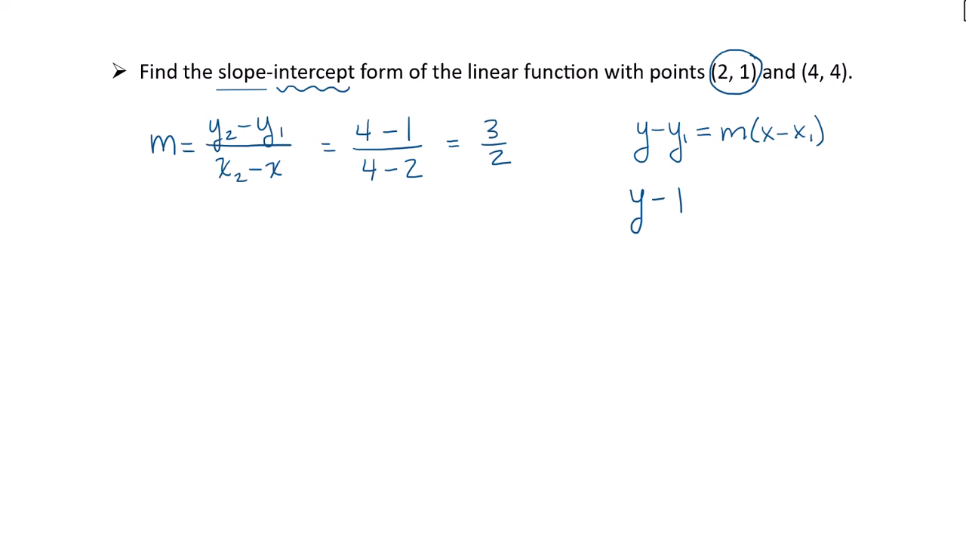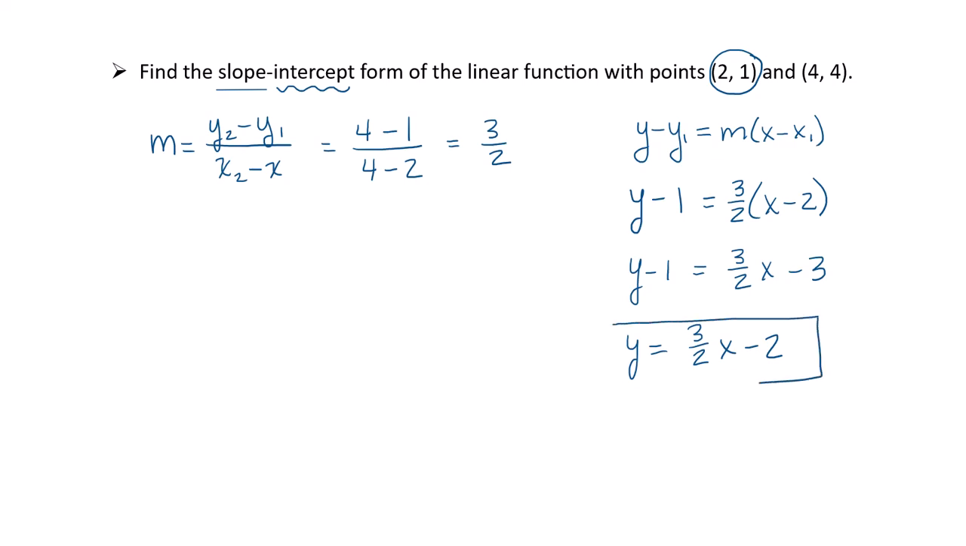So y minus 1 equals 3/2 times x minus 2, and I'll go ahead and multiply through, distribute that 3/2. So y is 3/2 x minus 2 after we add 1 to both sides, and that is the slope-intercept form of that linear function.